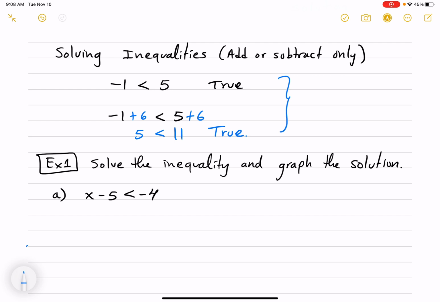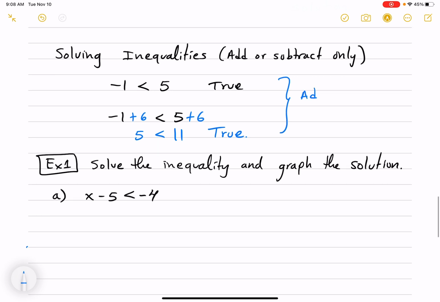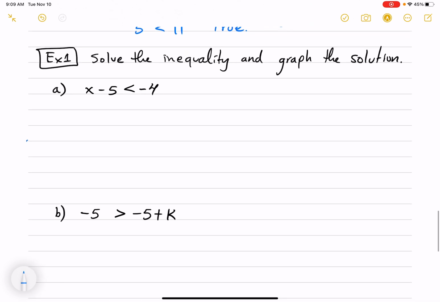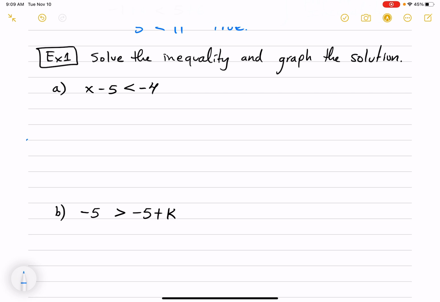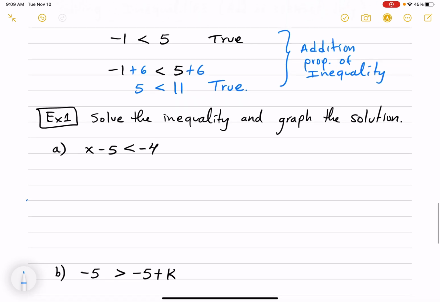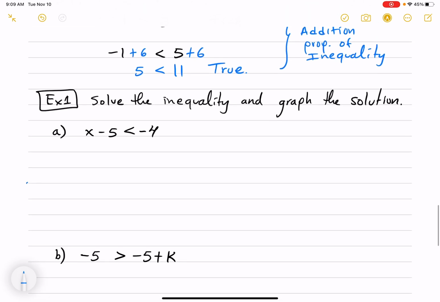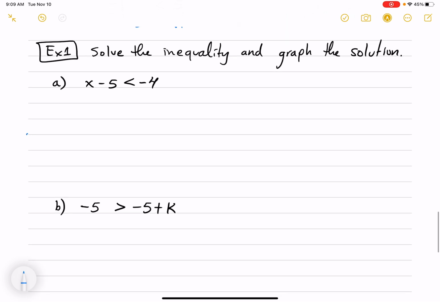And so this is basically what the addition or subtraction property of inequality tells us. If we have a statement and we add or subtract the same number to both sides, the inequality does not get affected. So using that idea to solve these inequalities, we're going to see that it works. It remains true. The addition property of inequality is what allows us to solve for this.